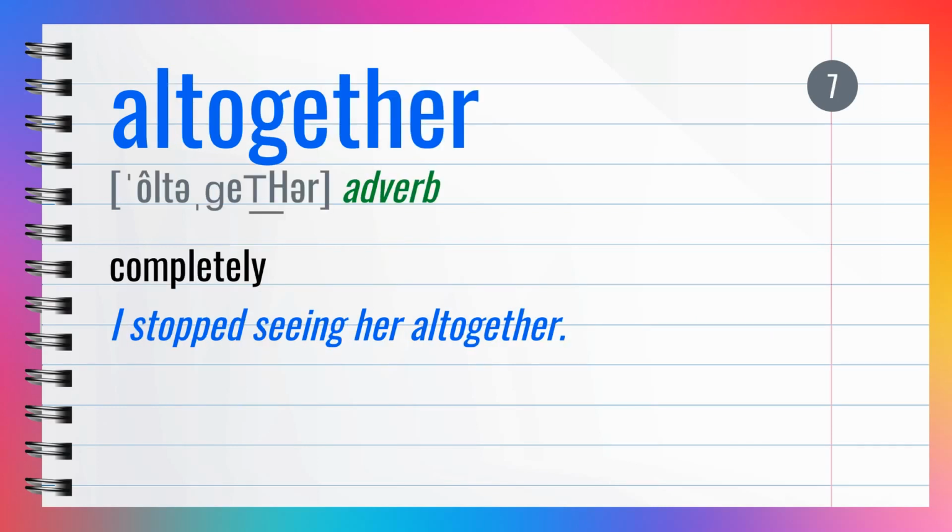Altogether. Altogether means completely. Completely. For example, I stopped seeing her altogether. I stopped seeing her altogether.